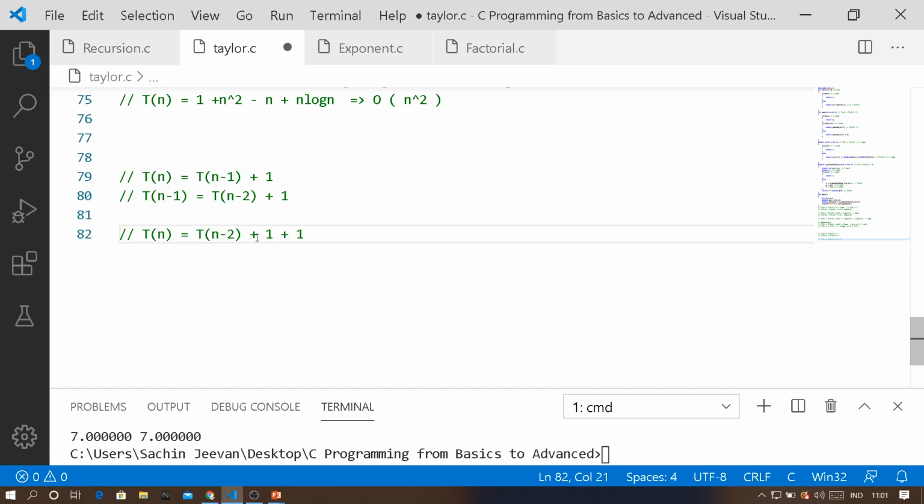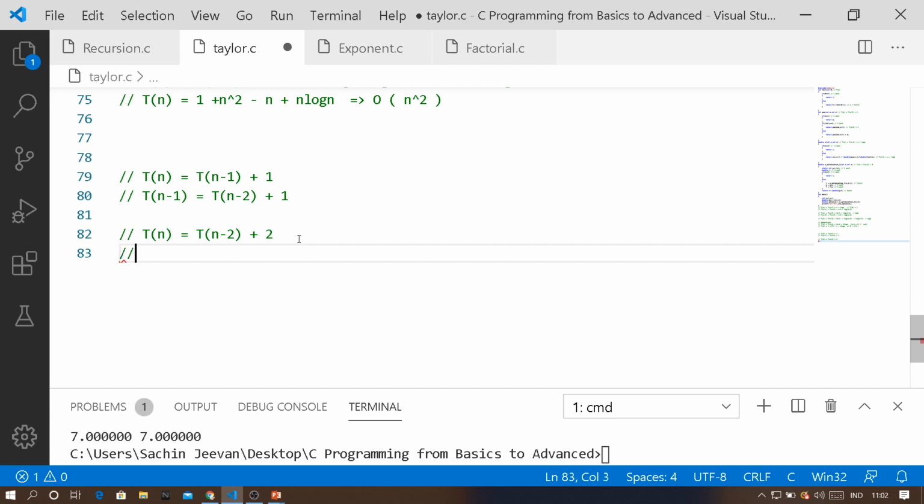Now what will happen? 1 plus 1 will become 2. So t of n is equal to t of n minus 2 plus 2 after the second step. In the first step, t of n is equal to t of n minus 1 plus 1. In the second step, it is t of n minus 2 plus 2.